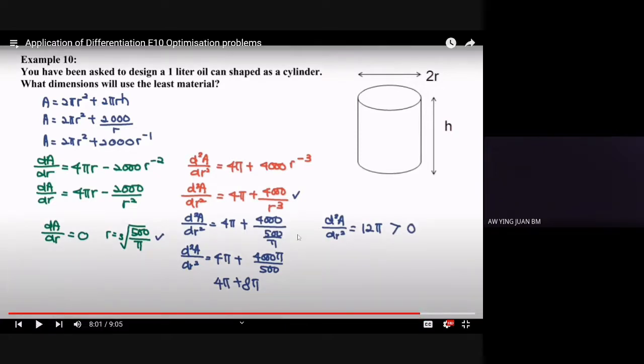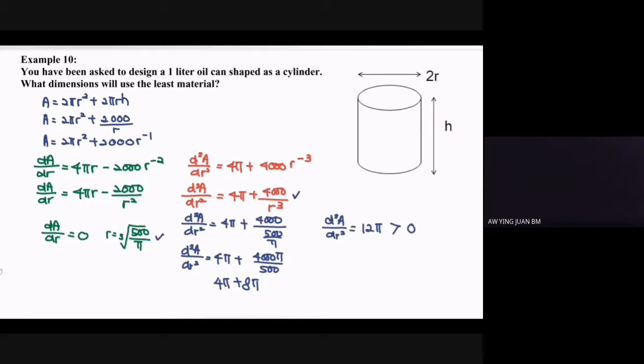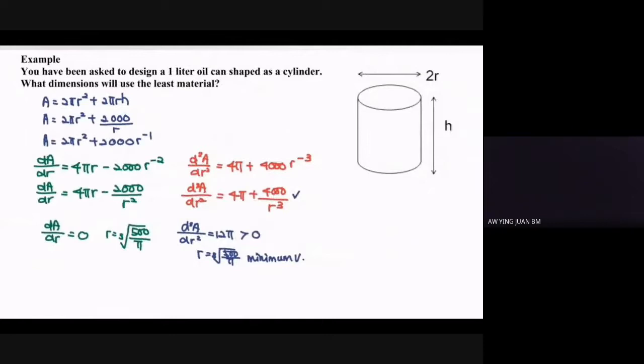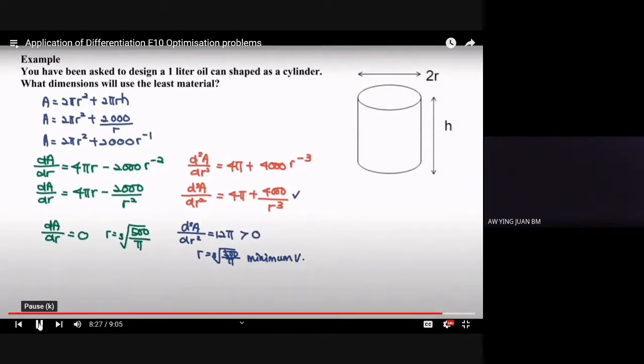So ingat, kalau greater than 0 untuk second derivative bermaksudnya minimum. If the situation is greater than 0, meaning that r equals to cube root of 500 over pi is a minimum value. For step number 5, get the optimum value of y equals to fx if it is required. So in here, what dimension will be used? The least material. So dimension least material.